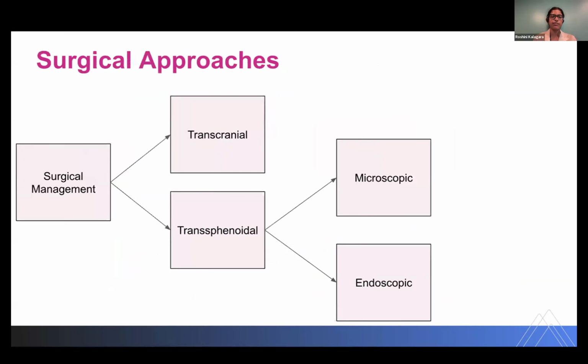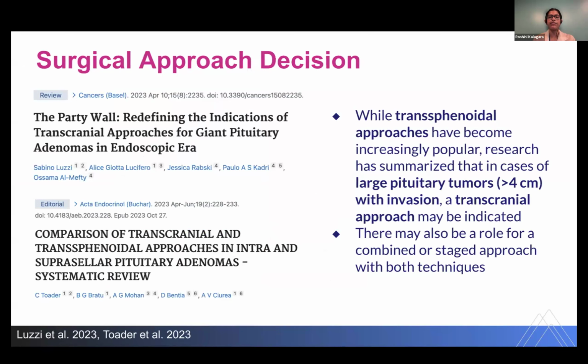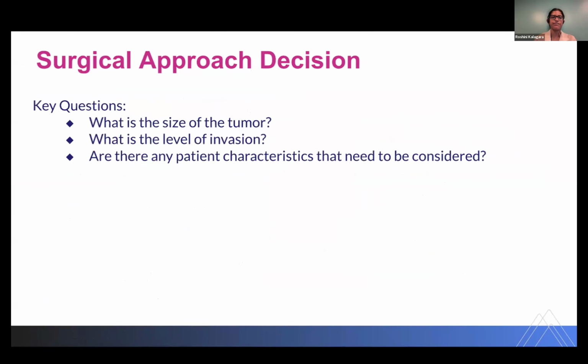Now, when looking at the surgical approaches for this lesion, the first decision that we should make is whether we will do a transcranial approach or a transsphenoidal approach. There's been a lot of research looking at when to go with each approach. And while transsphenoidal approaches have become increasingly popular recently, research has shown that in cases of large pituitary tumors, such as those over 4 centimeters that have invasion, a transcranial approach may be indicated. And there could also be a role for a combined or staged approach using both techniques.